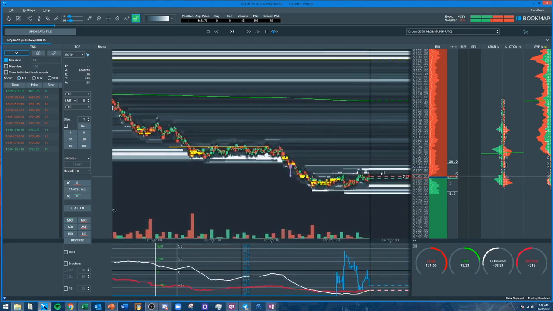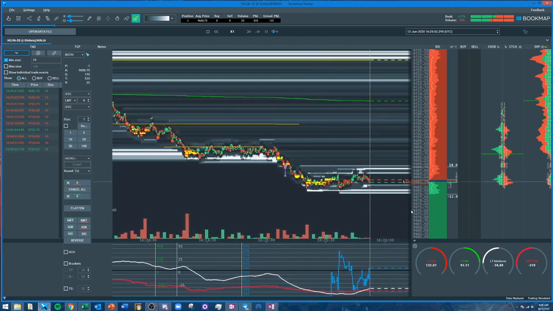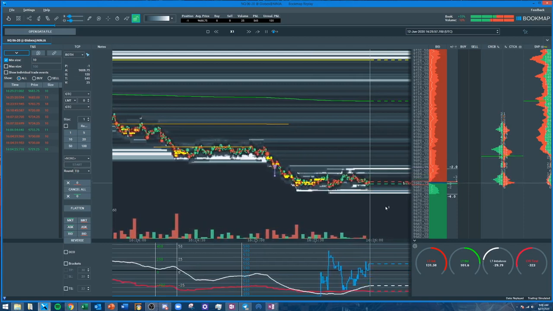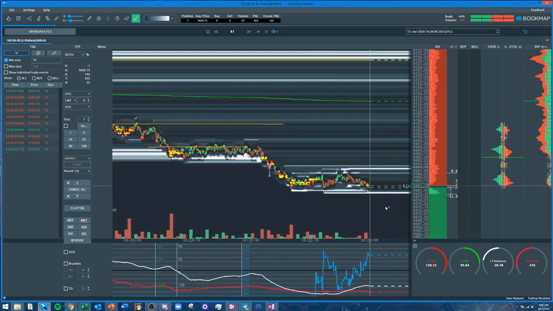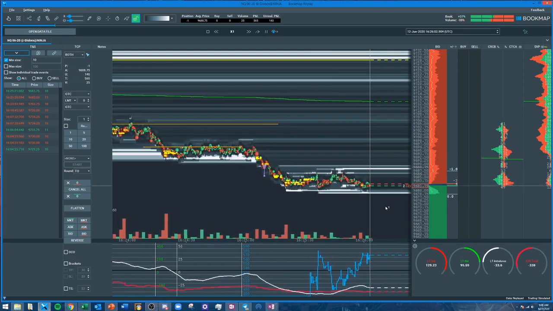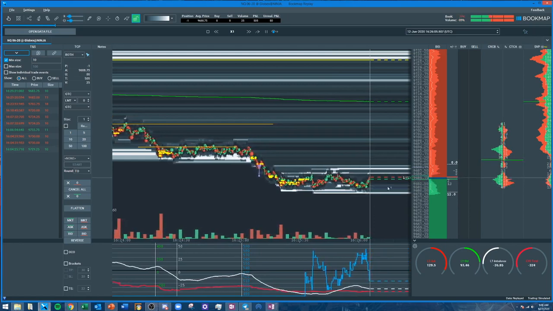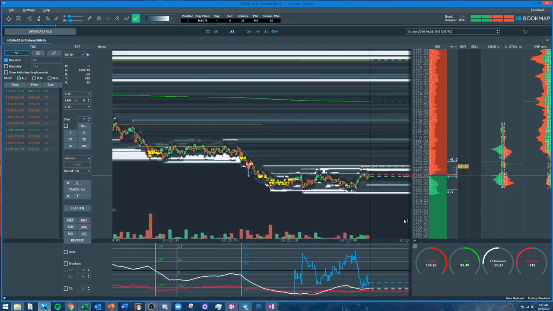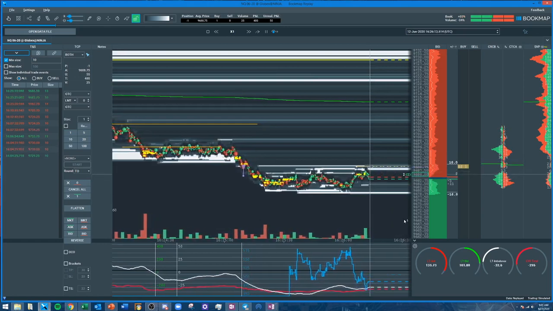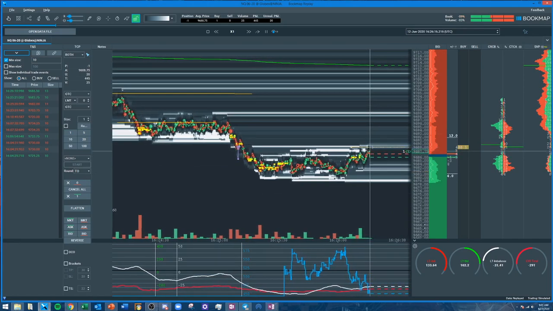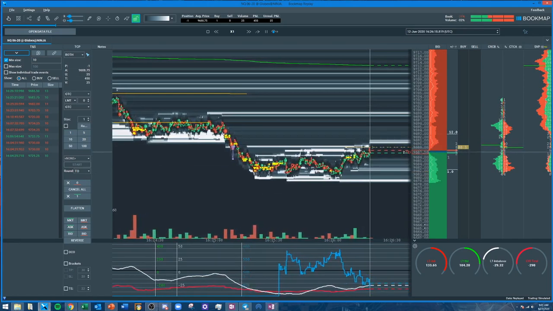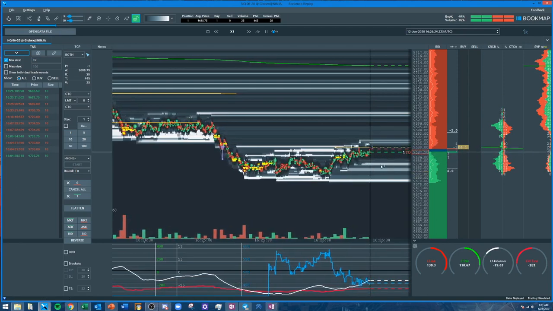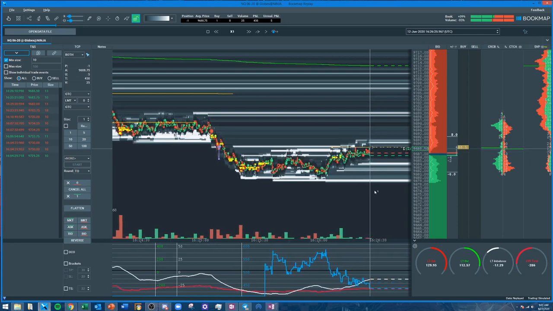Okay, sellers are adding here. It's going to take heavy volume to break through this. And I'm going to set my stop up there. Yeah, you can see the buyers are adding to their positions. Yeah, this is going to stop me out.